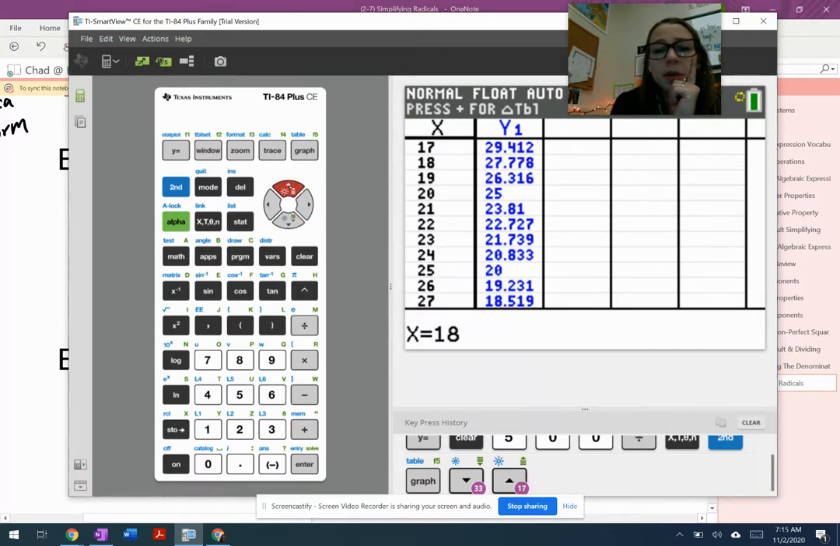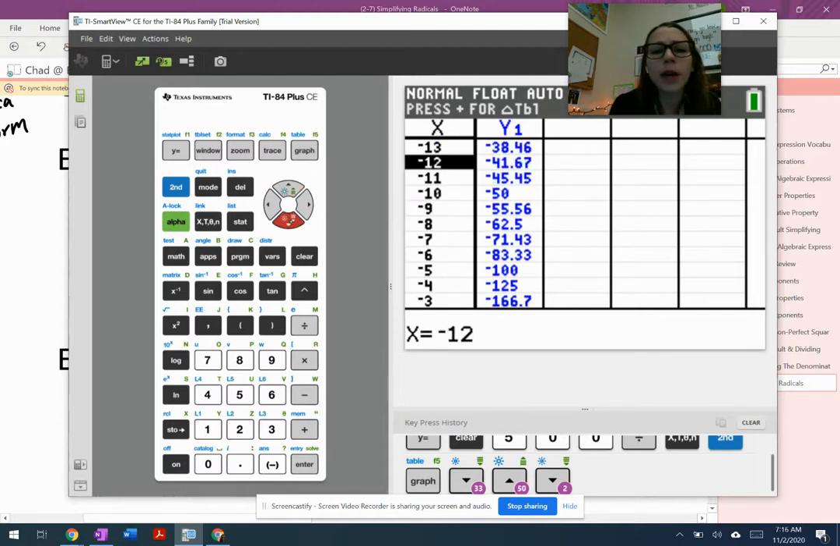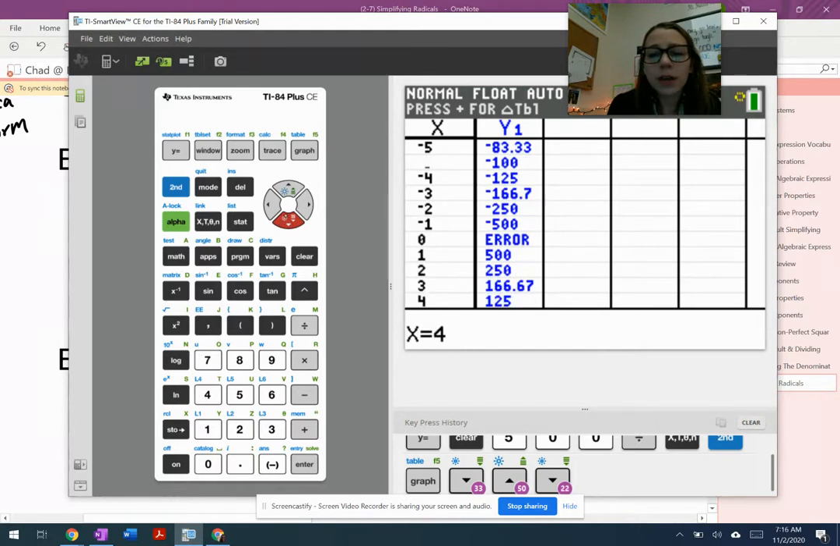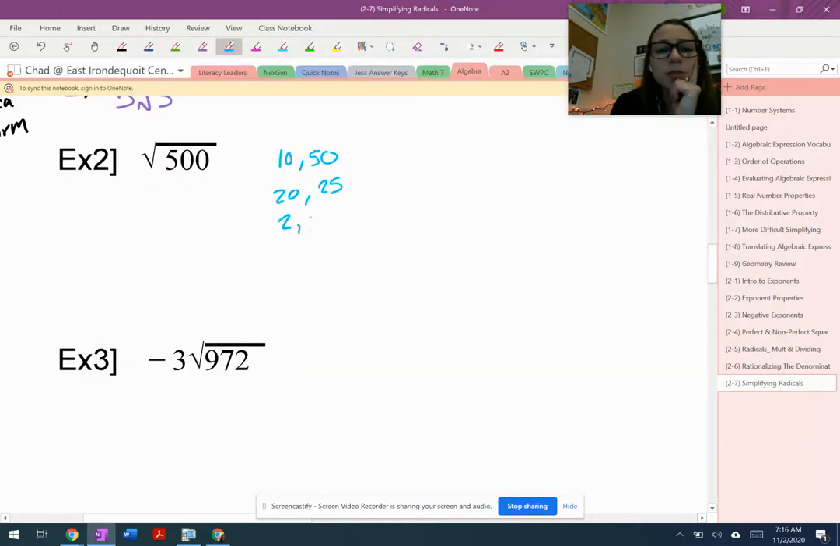So that's why I'm going to go backwards, make sure I didn't miss anything because I feel like I might have. 10 and 50. Oh, whoa. Calm down, calculator, calm down. Okay, so 2 and 250, 4 and 125, 5 and 100.